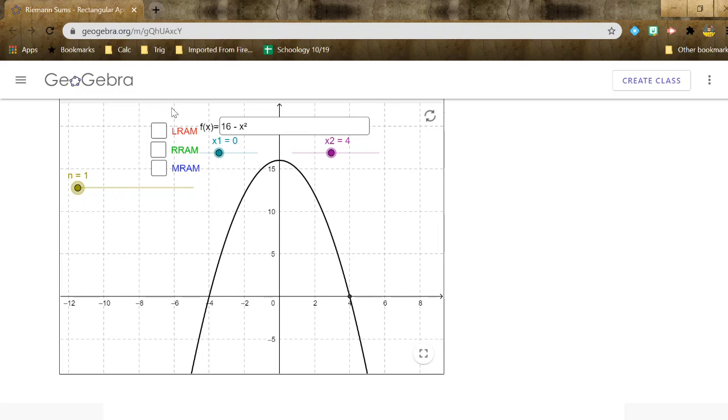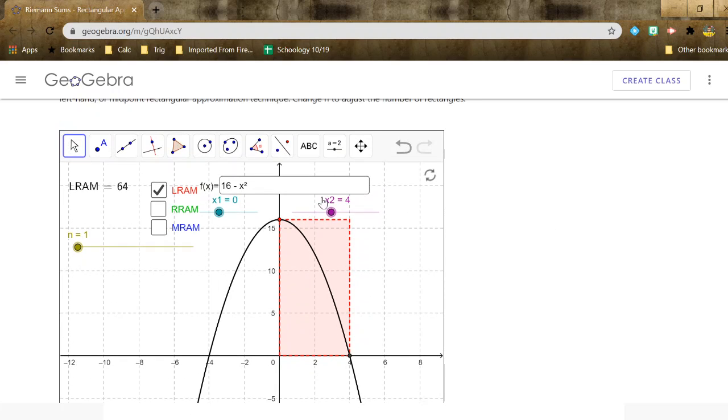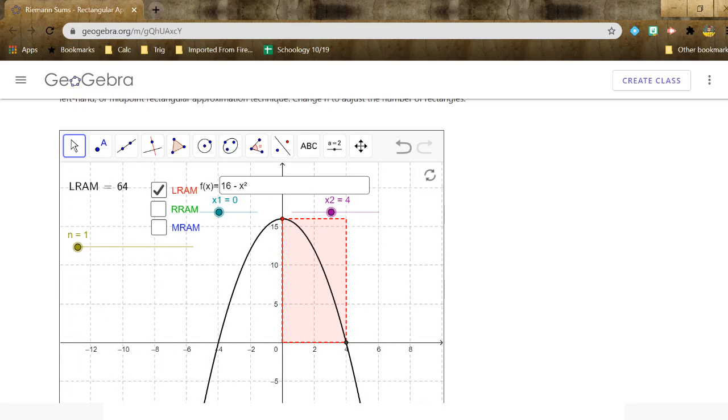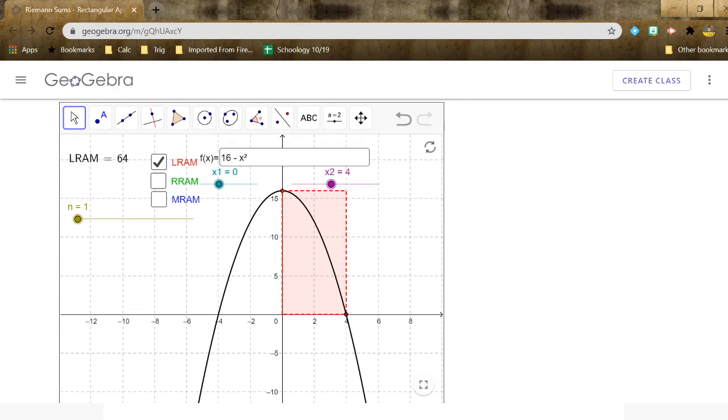We can have a really bad approximation. Like in this case, we have an LRAM. An LRAM is so named because for all of the rectangles that we draw, we determine the height of each rectangle by the left endpoint. Notice that this is a RAM with one rectangle.